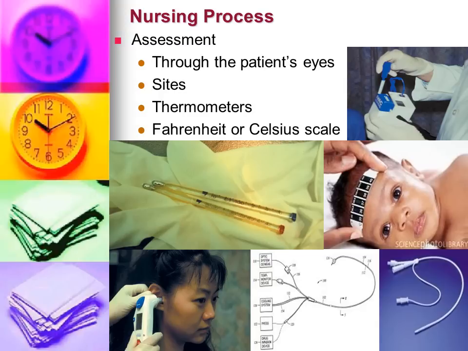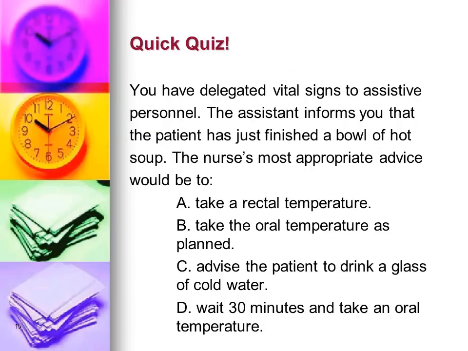For your rectal thermometer, you want to make sure that you lubricate with KY jelly before you insert. To check the temperature in the ear, for a child you want to pull the pinna down, and for an adult, you want to pull it up. Again, we will discuss all of this in your skills lab. You do need to know how to convert Fahrenheit to Celsius and Celsius to Fahrenheit. I'll post that for you and we'll go over that in class as well. So let's have a quick quiz and see what you know so far.